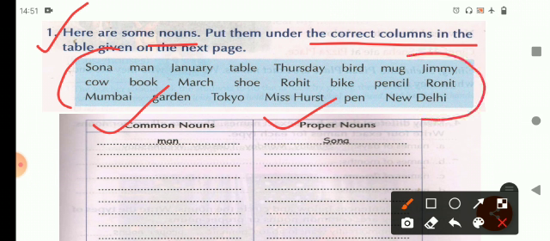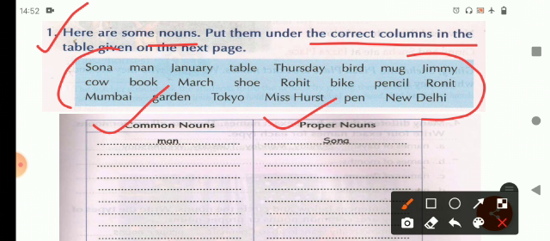I have shown you now Sona, man, January. These are the mixture of common and proper noun, and you have to pick up the words from there and write them under the correct column. One is already done for you. For example, the first one is man. Man is a common noun. Sona is a proper noun.